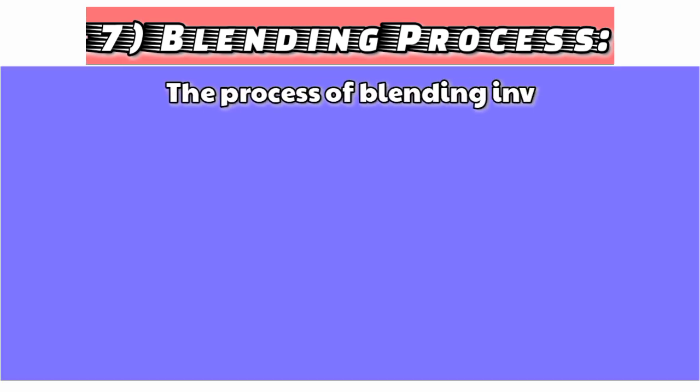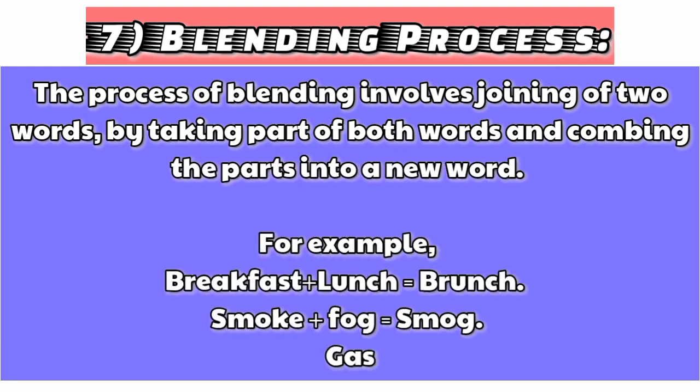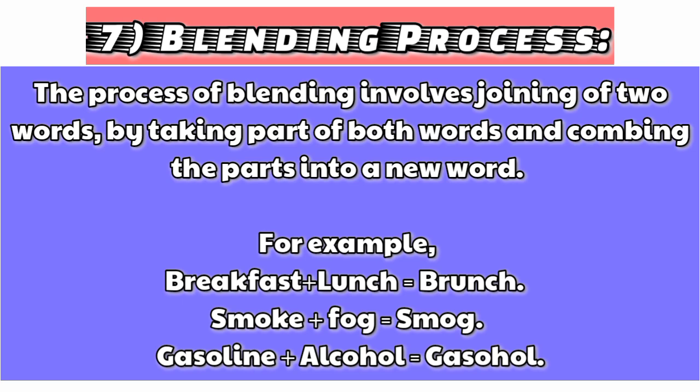Then there comes the blending process of word formation. The process of blending involves joining two words by taking parts of both words and combining the parts into a new word. See, it somehow looks similar to compounding. But in compounding, we were picking both words fully. In blending, we pick parts of both words and merge them in the form of a new word.